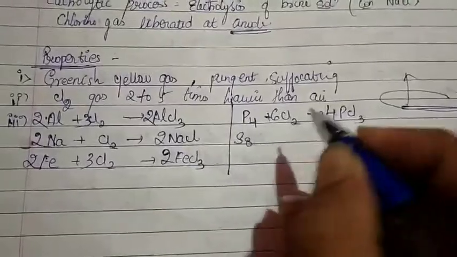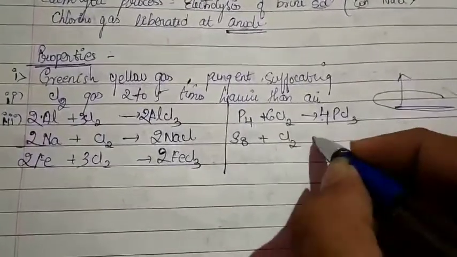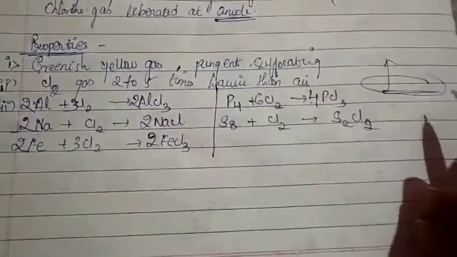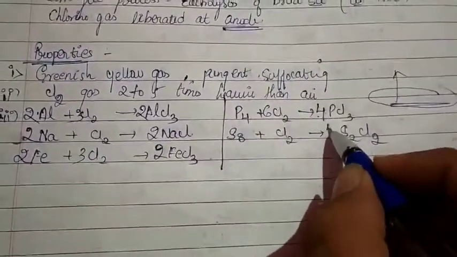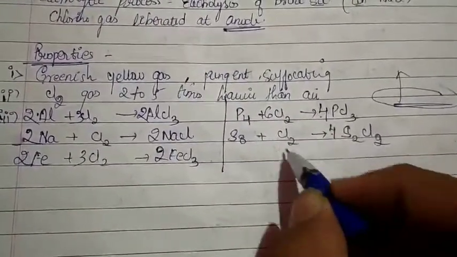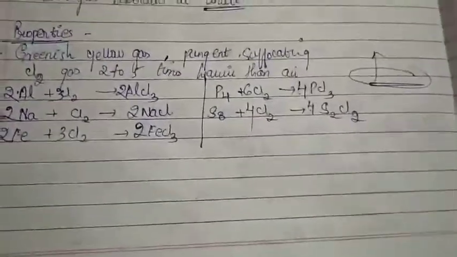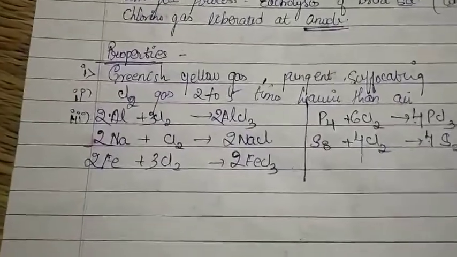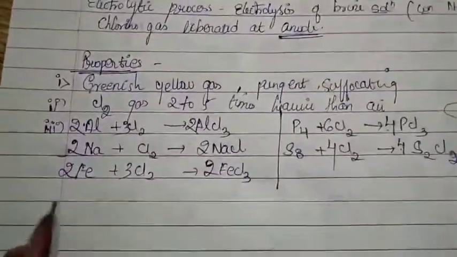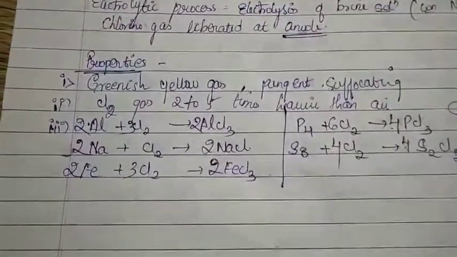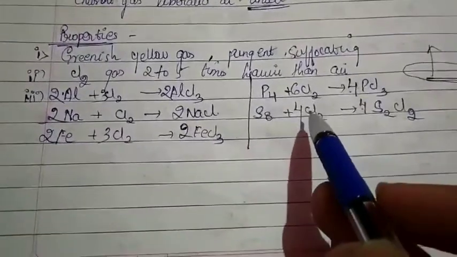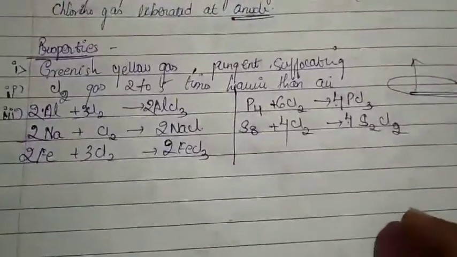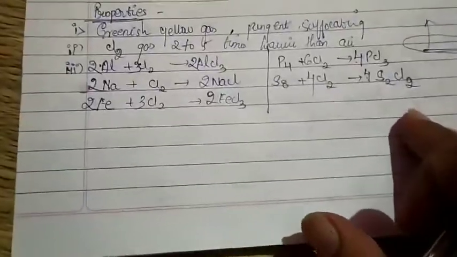Similarly, when you treat sulfur with chlorine, Cl2, it is going to give you sulfur chloride, S2Cl2. Balance this: 4 S2Cl2, so 4 twos are 8, so here comes your 4 Cl2. So in all the cases, what we are observing is they form their respective chlorides. When treated with metals, it forms chlorides, and similarly when treated with non-metals, they form their respective chlorides. This is one important property of chlorine.